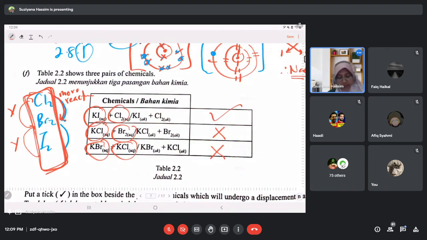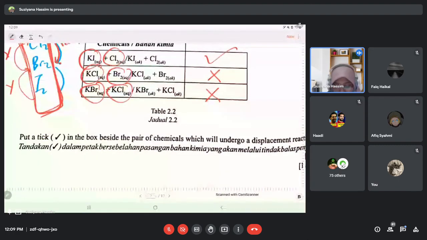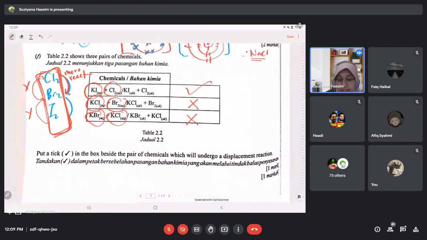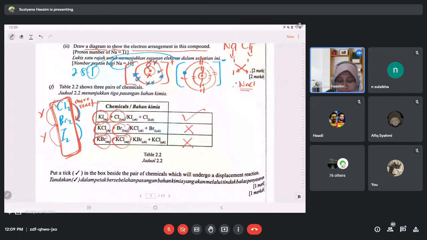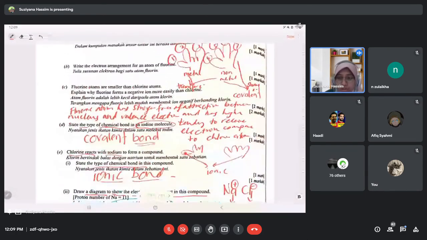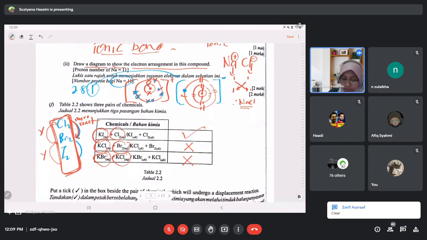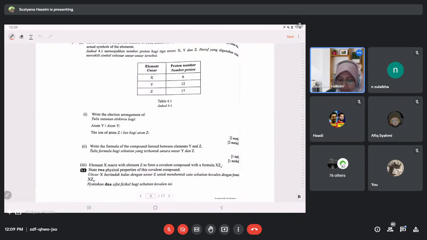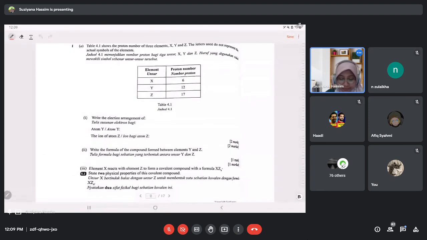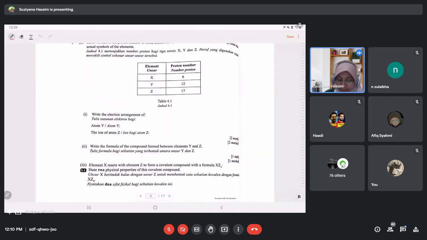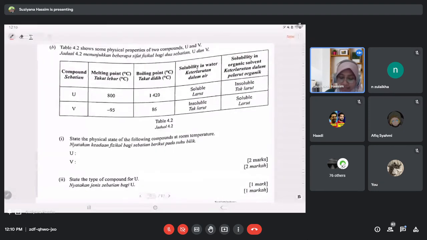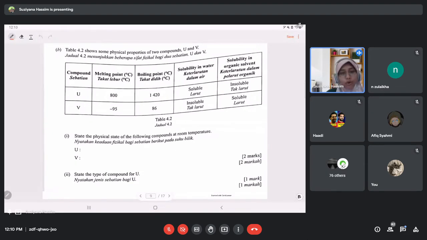Alright. So any question? Is that clear? Boleh faham ke untuk slide ini? Okay, alhamdulillah. Okay, jom kita pergi seterusnya. Slide ke-8. Okay, ini sama juga macam tadi. Tadi pasal bonding kan? Okay, jom.